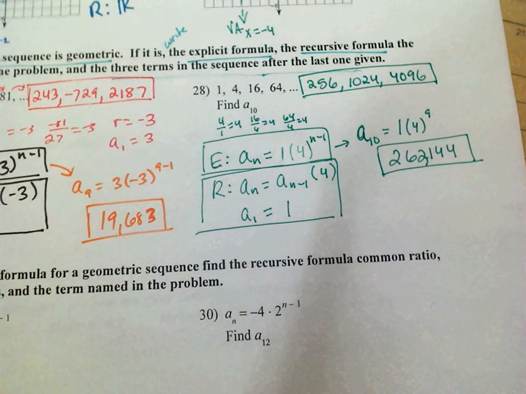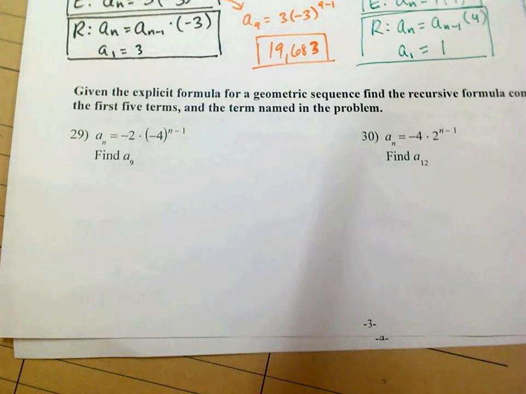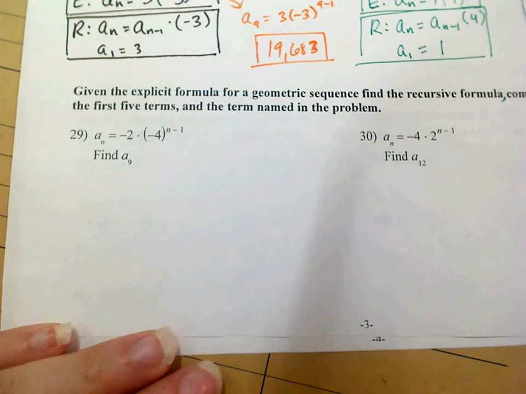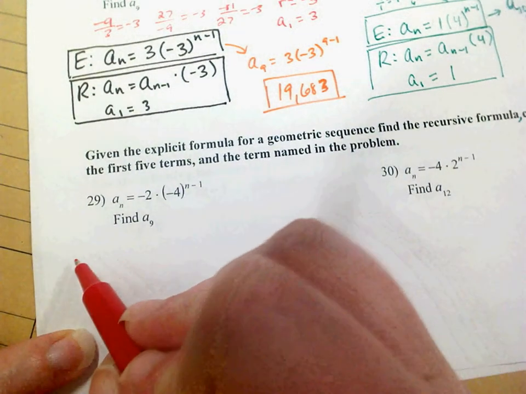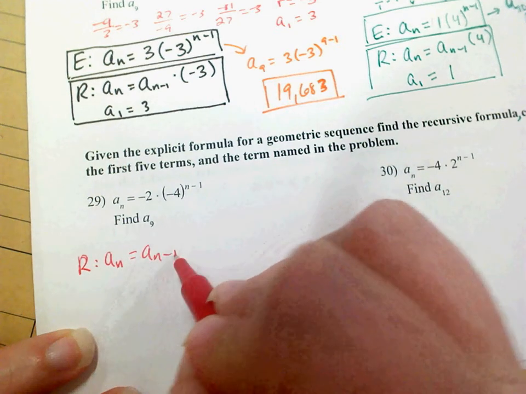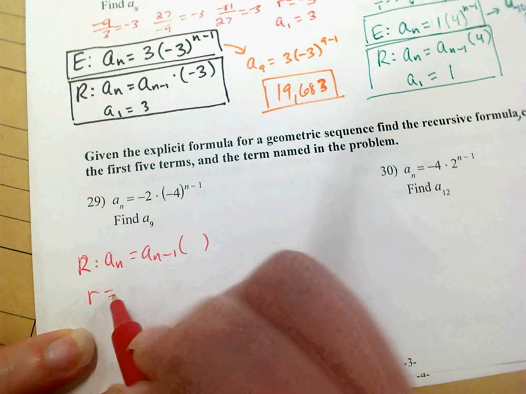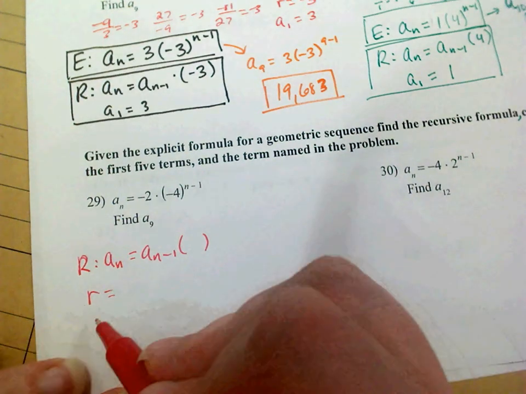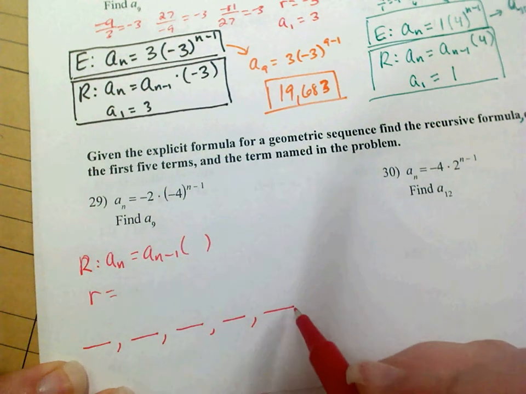Okay, on 29 it says, given the explicit formula, find the recursive formula, common ratio, the first 5 terms, and the term named in the problem. So I need the recursive formula, a sub n equals a sub n minus 1 times the common ratio. I need the common ratio, which is necessary for the recursive. I need the first 5 terms, so 1, 2, 3, 4, 5. And I need the term named in the problem, a sub 9.